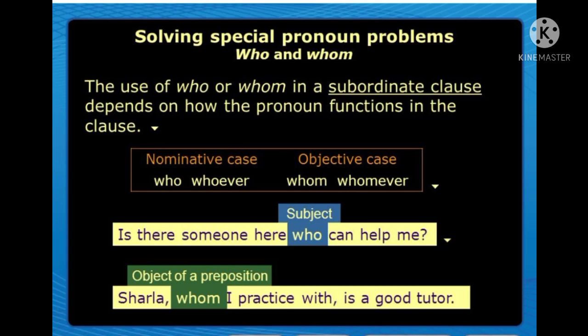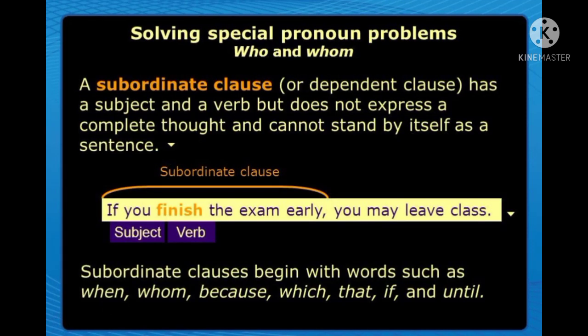The use of who or whom in a subordinate clause depends on how the pronoun functions in the clause. Nominative case: who and whoever. Objective case: whom and whomever. Example: Is there someone who can help me? The subject is who. A subordinate clause has a subject and a verb but does not express a complete thought and cannot stand by itself as a sentence.